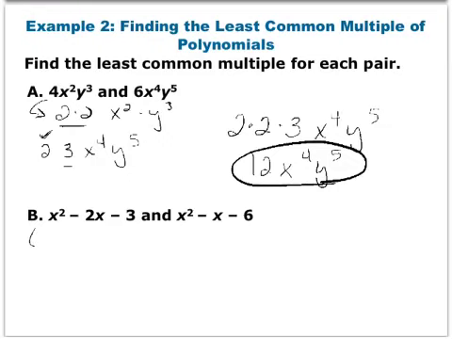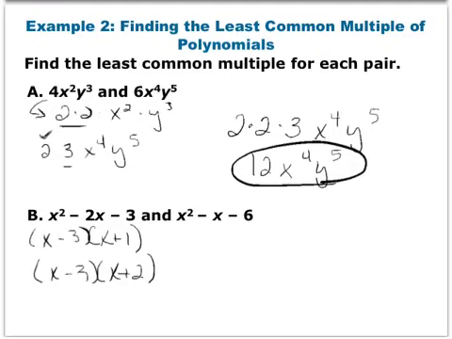Let's try the next one. Factor the first one. I get x minus 3, x plus 1. The second one is x minus 3, x plus 2. Okay, these are the same, so I only need to write it down once. These aren't included at all, so I need to write them both down.